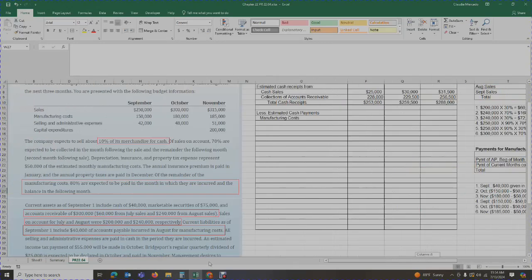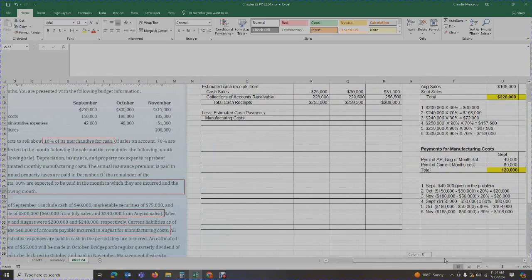Remember, it's important to read the problem because it explains to you right here, manufacturing cost, 80% are expected to be paid in the month in which they are incurred, and the balance, which is the additional 20%, the following month. So it's explained in the actual context. Now that we have that, we can bring that data into our budget report.